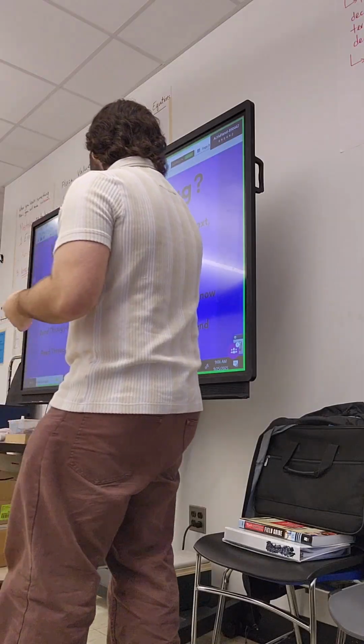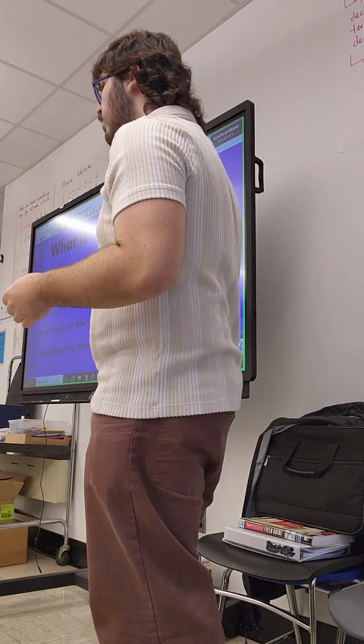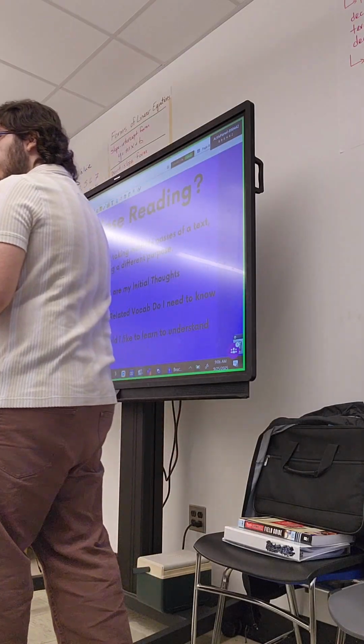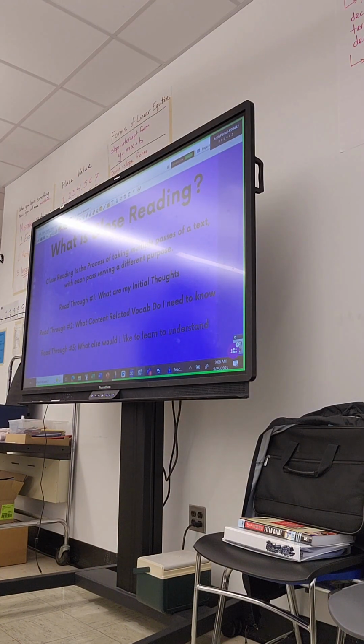Your second pass, your second read through, is what content related vocab do I need to know? So using the same math example, I would need to know the word expression or the word equation. I would need to know what combining like terms means.